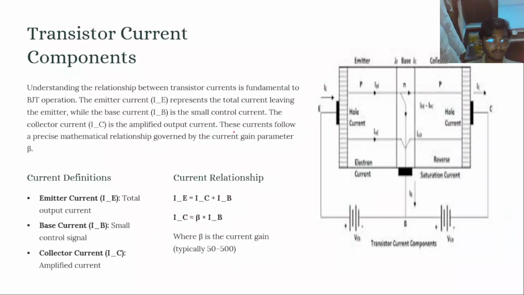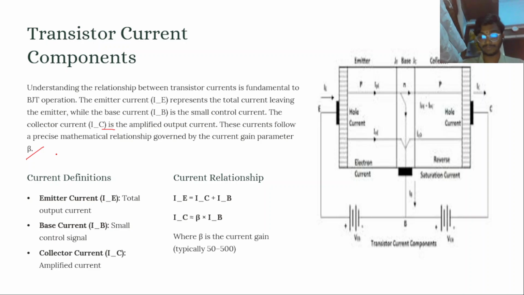Next, transistor current components. As I said, there are three terminals: emitter, base, collector. For each terminal, there are current components. The emitter current IE represents the total current, while the base current IB is the small control signal, and IC is the collector current, the amplified current. These currents follow precise mathematical relationships. What is this beta? This beta is the current gain.